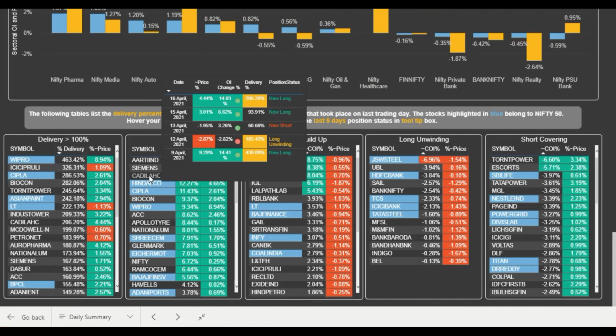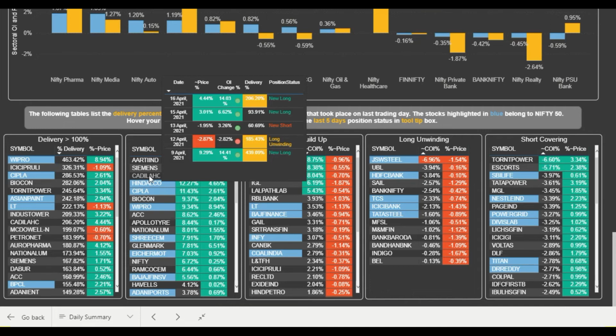The price started increasing and there has been a significant jump in price rise. Also, there has been a significant jump in the OI change. So this tooltip is very beneficial, as we have discussed in the previous videos also, in order to see which stock is a momentum stock.